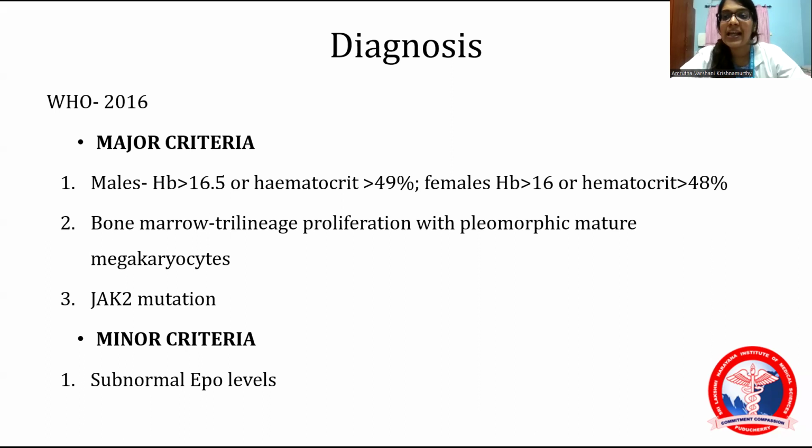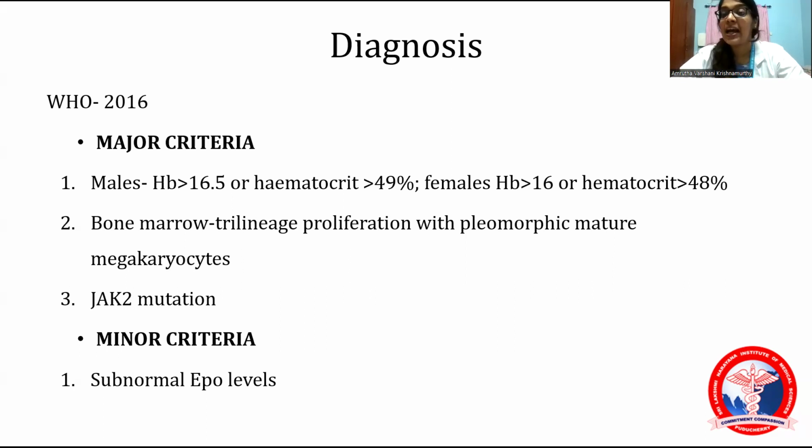But we have to remember that an exon 12 mutation can also be present in 5% of patients, because only 95% of patients will have a JAK2 mutation positive in polycythemia vera. If this is negative, exon 12 must be considered. So in exon 12, there need not be trilineage hyperproliferation, but there can be only an increase in the RBC lineage.